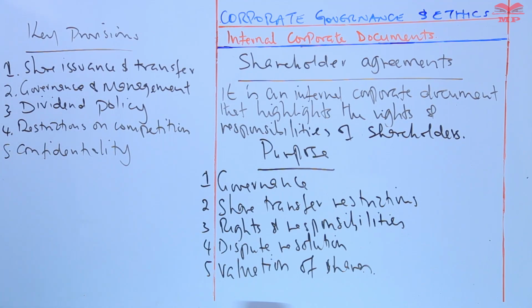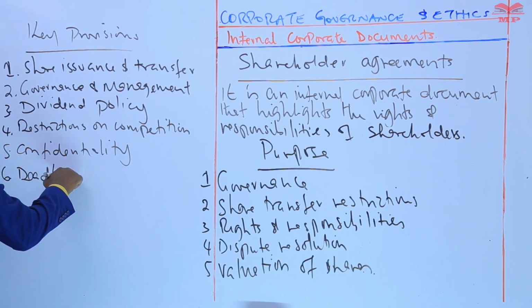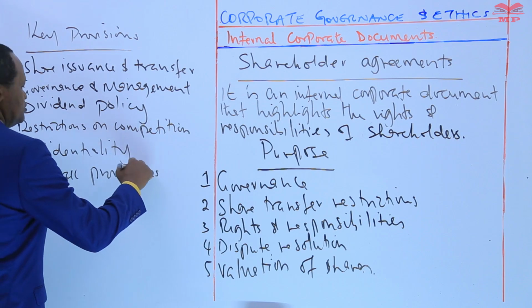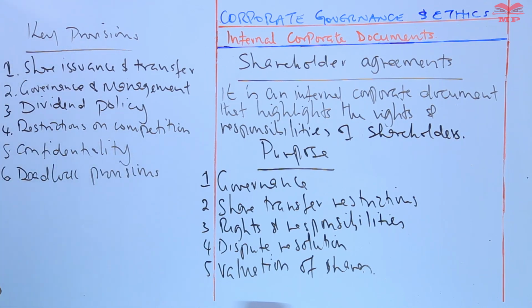Number 6, deadlock provision. These are mechanisms for resolving disputes if the shareholders cannot agree.